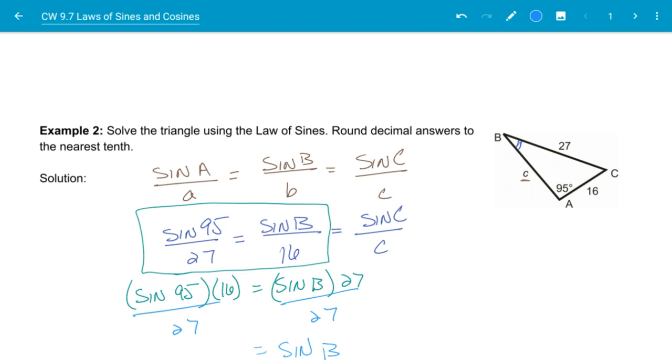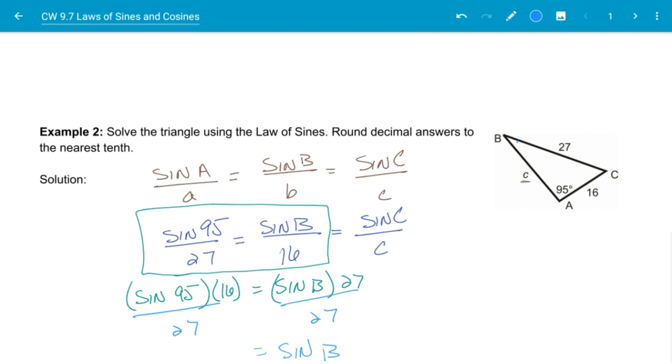They want me to give the answers to the tenth, so as a rule of thumb, I'm going to go out to 4 decimal places. Here I have sine of B, and I get 0.59033. And I need to know the measure of that angle. So I'm going to take the inverse of sine, and that tells me that angle is equal to 36.18. So angle B is 36.18.